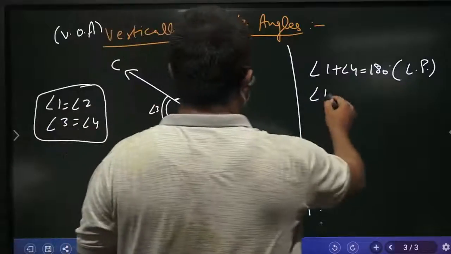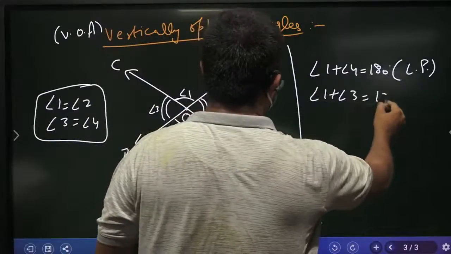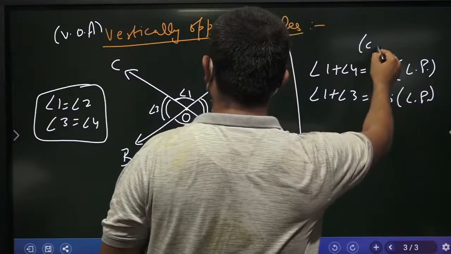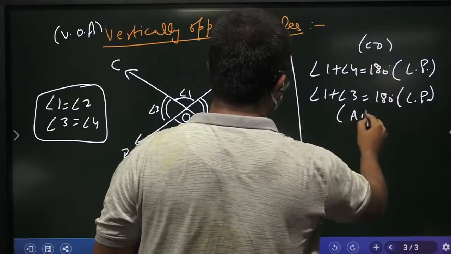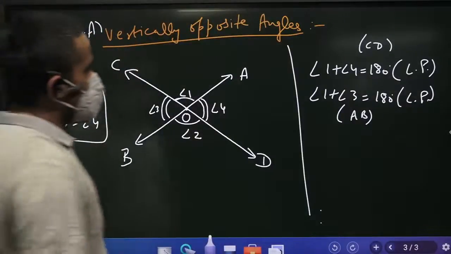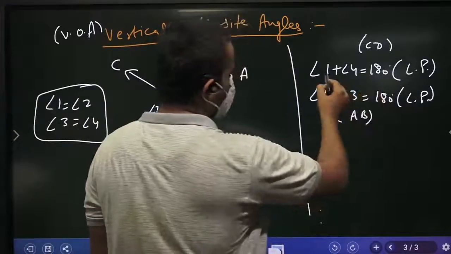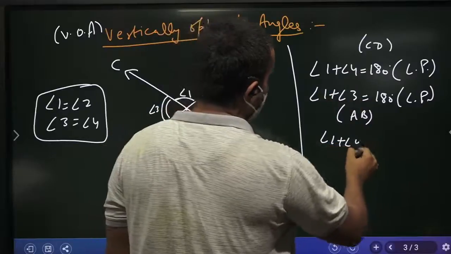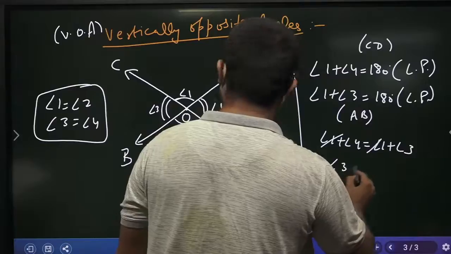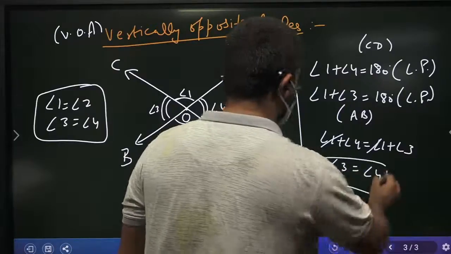So angle 1 plus angle 3 will also be equal to 180. Yes or no, friends? Here I was talking about line CD, and here I am talking about AB, line segments. Yes or no? So from these two, angle 1 plus angle 4 will become equal to angle 1 plus angle 3. So angle 3 will be equal to angle 4. So this is what we had to prove.